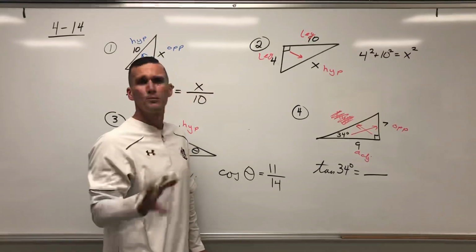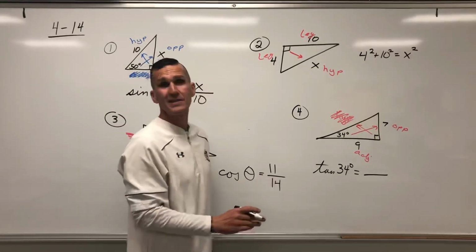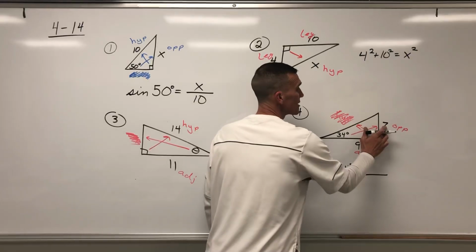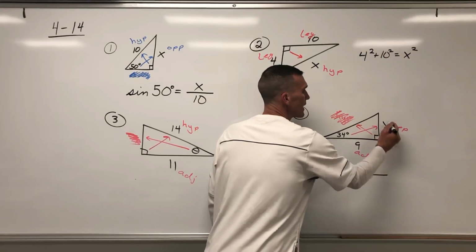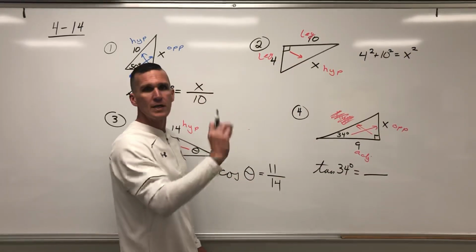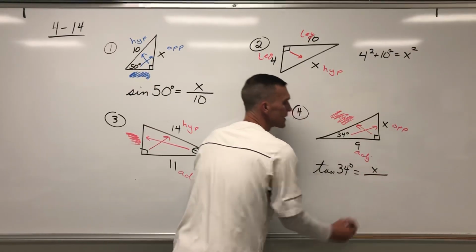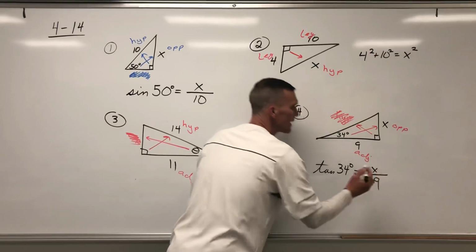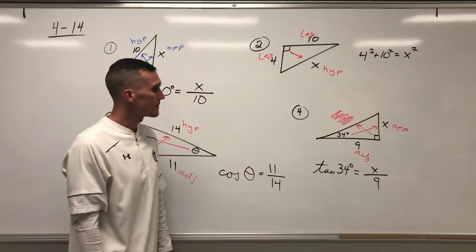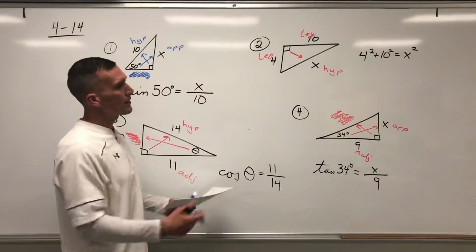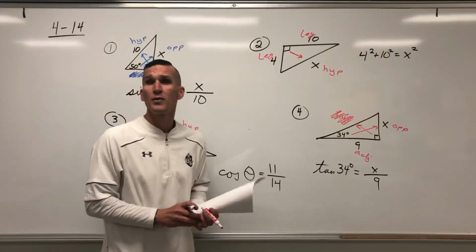Ooh, and actually I should have made one of those a variable. It looks like 7 was supposed to be a variable. Sorry about that. So I'll put an x right there. So you can go ahead and erase 7 and put an x. So then we put our opposite side over our adjacent side, x over 9. All right, you guys, so that right there is right triangle trig along with Pythagorean theorem.